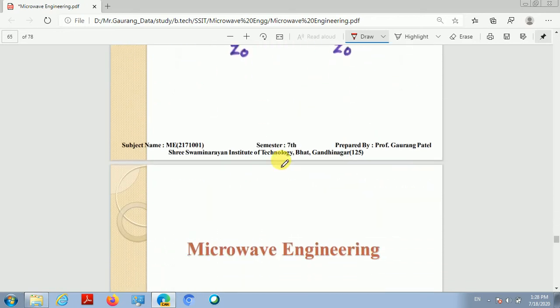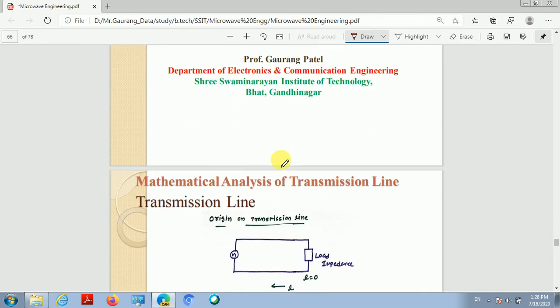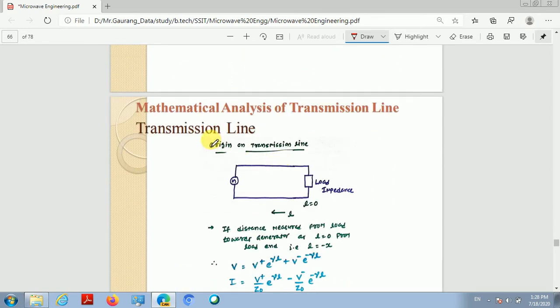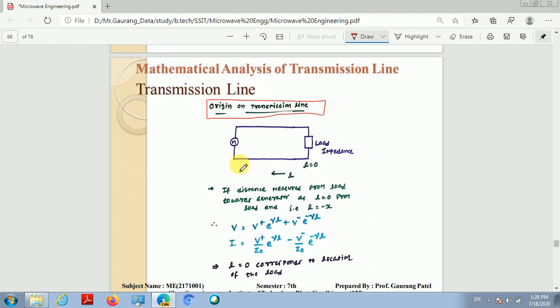Okay, now today we will discuss the origin on the transmission line. We will define the origin on the transmission line. Now it's time to define the origin on the transmission line. So consider this transmission line. You can see this is the generator end. At this point there is a generator, which generates the microwave energy. This is the generator end, and this is the load end. This is the load impedance, also known as the load end.